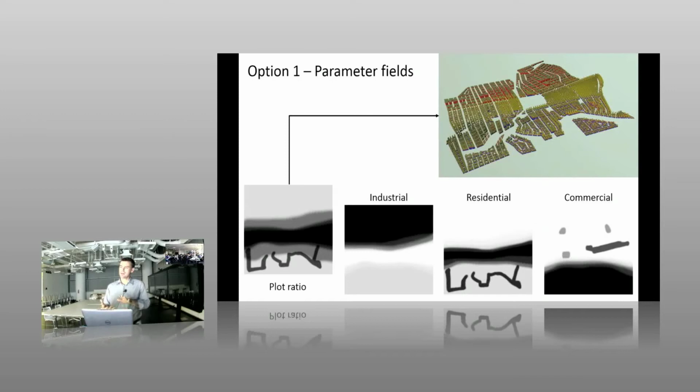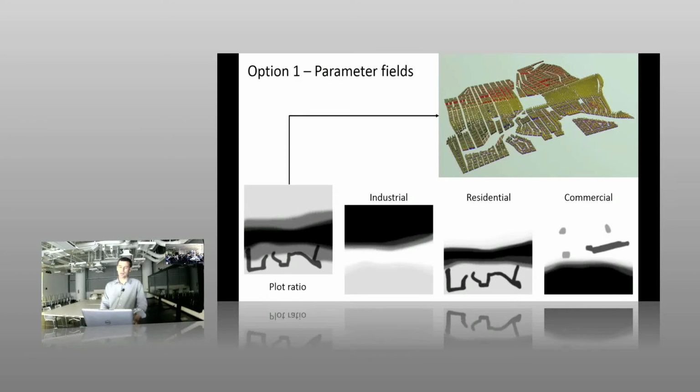These are basically created in Photoshop. You overlay them on the site and you shade in the parameter fields using brush tools. And these parameter fields then generate the model. So here in this example, you can see there are 4 parameters being used: the plot ratio and 3 functions, industrial, residential, commercial. Depending on the shades of these black and white images, this creates parameters that then influence the generation of the model.